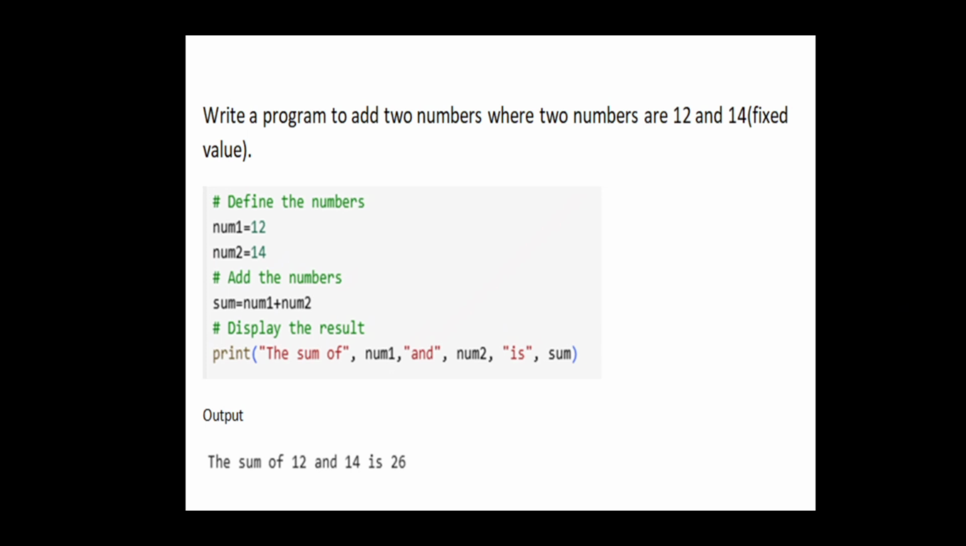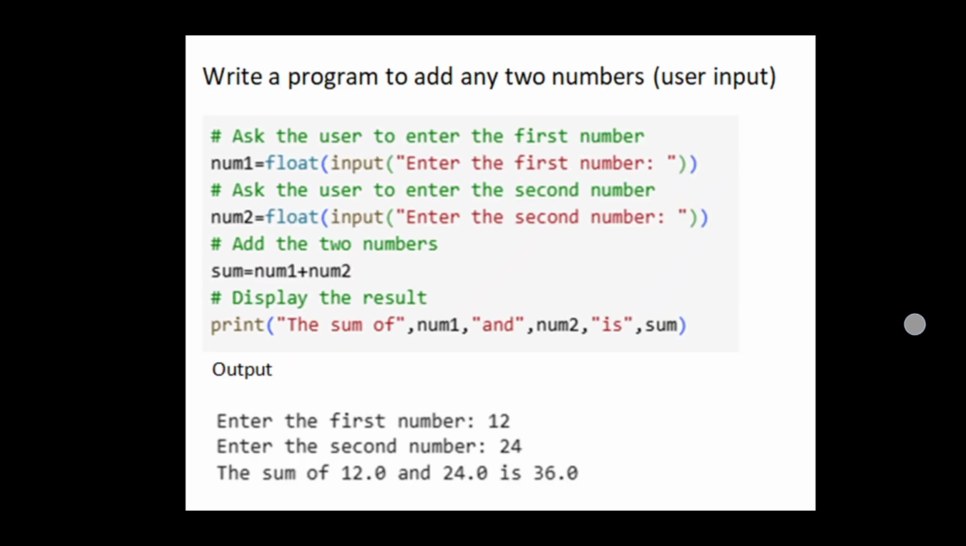So this is the coding part, and here we have defined the numbers, added the numbers, and displayed the result. These are comments, and this is not run by the Python interpreter. Now, after writing this code, if you run the program, you see the output, the sum of 12 and 14 is 26.